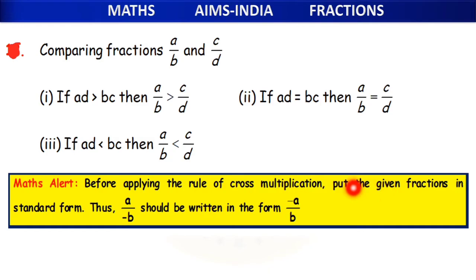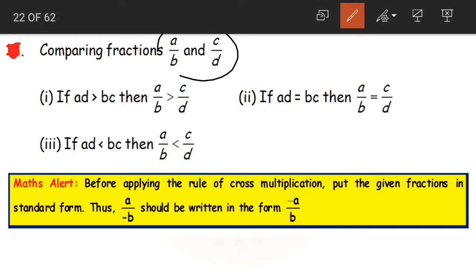Now moving on, comparing fractions a by b and c by d. What are they saying when we need to compare two fractions, say a by b and c by d? For example, let us take 2 by 3 and 4 by 5. How do we find out which fraction is greater and which fraction is lesser?